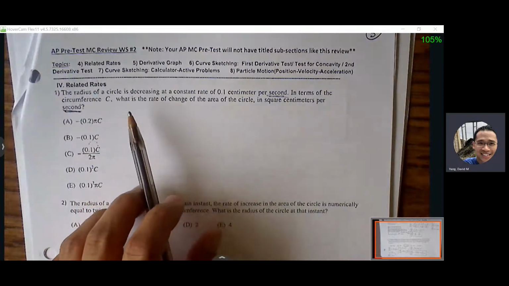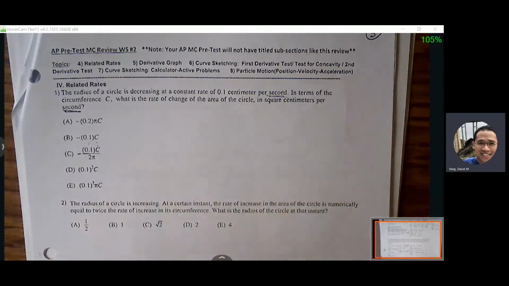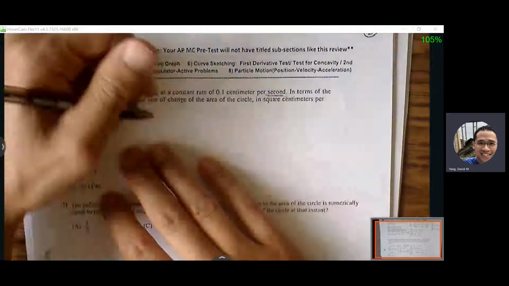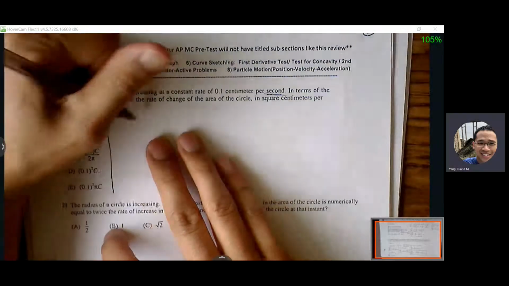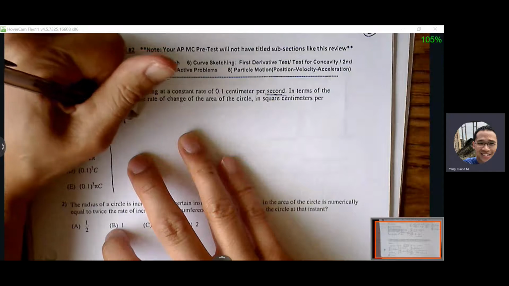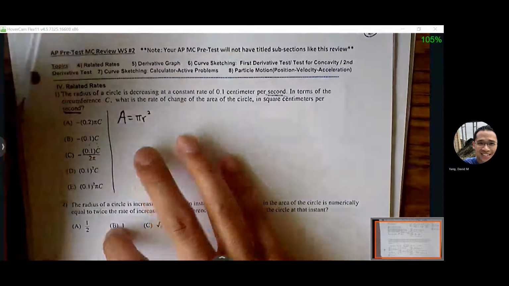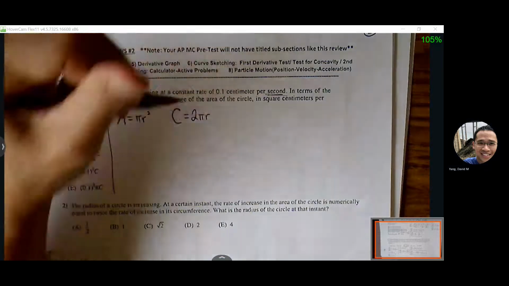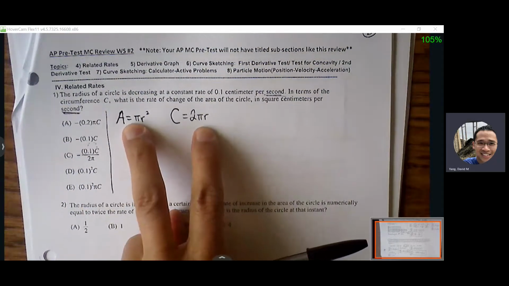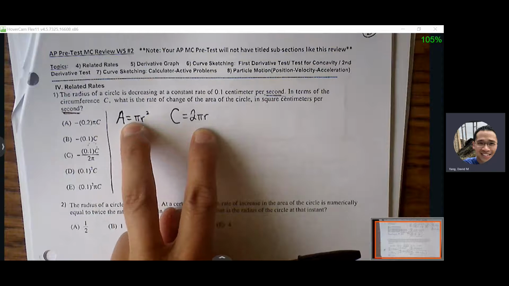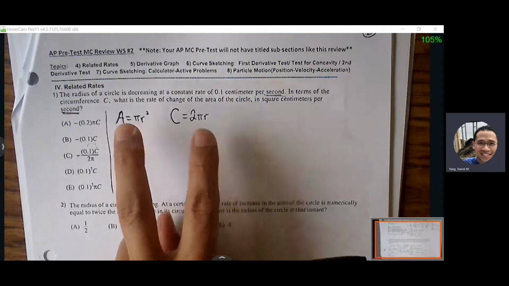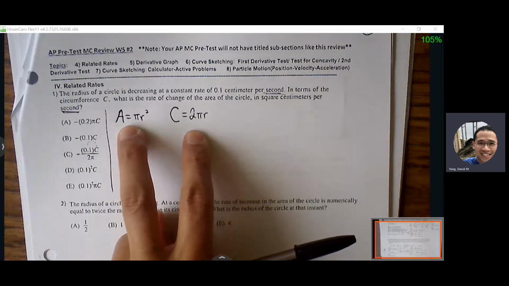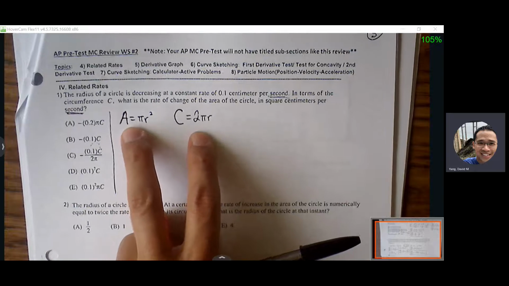So we know we're dealing with two equations here. We're dealing with circumference, and we're dealing with area of a circle. So let's write those formulas out. Area is pi r squared. Circumference is 2 pi r. It's best if we memorize these formulas. I've seen AP exams where sometimes they provide them and sometimes they don't. So I think these are very common ones that we need to know.